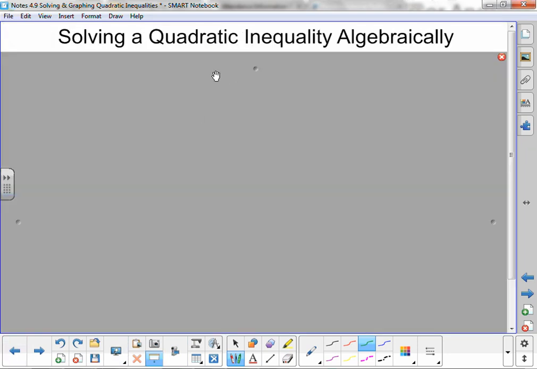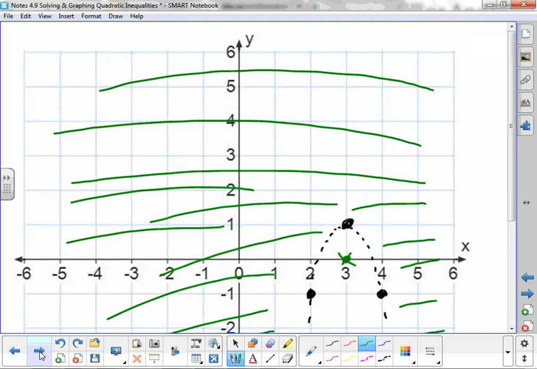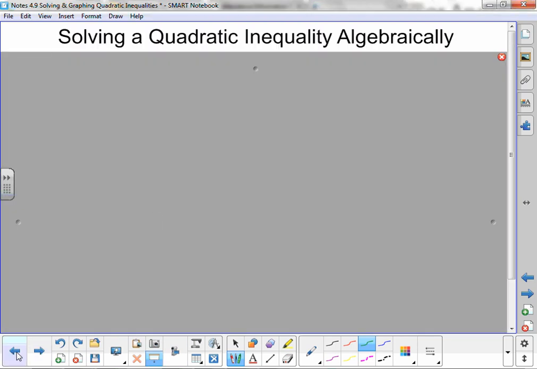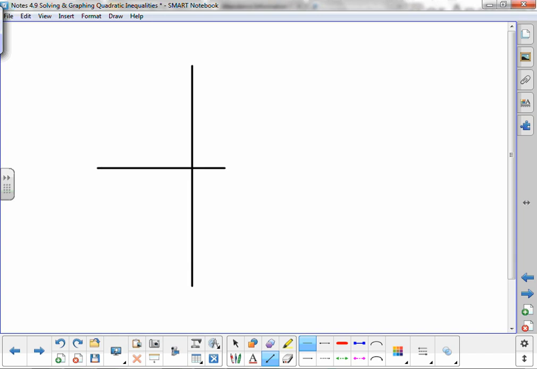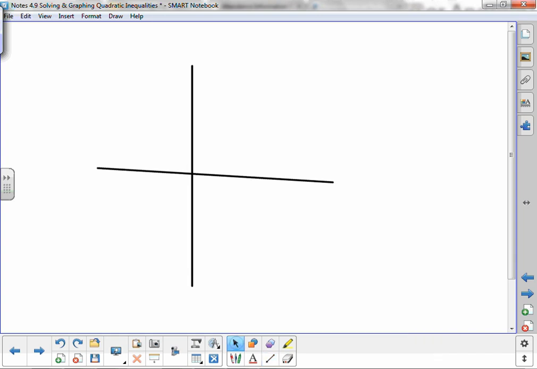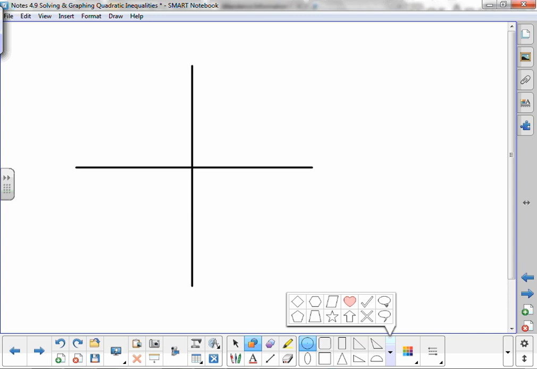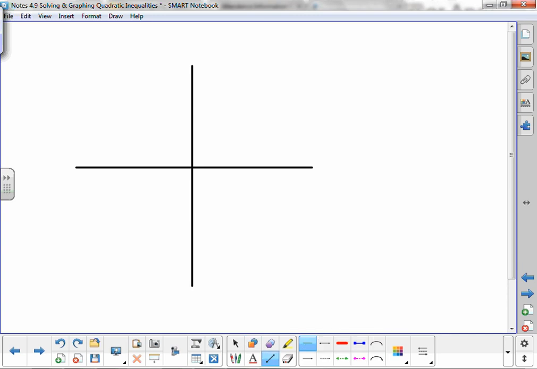There we go. Now we're going to solve an inequality algebraically. I told you guys in the past that when you're solving a quadratic, what you're actually finding is this. Let me set this up. Let me put a shape on here. It should have all been set up already, but anyways.